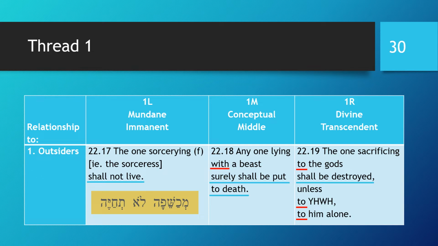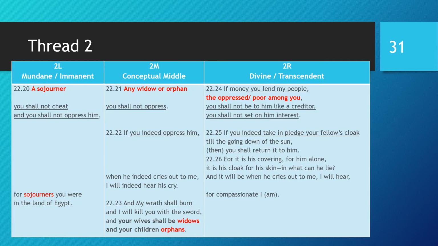One lying with, Hebrew im, a beast, a human being mixing with an animal, intrinsic and extrinsic natures being combined inappropriately. Next, let's look at thread 2 in the unit, which is a bit fuller in content, but again, the rhetorical rules are the same.